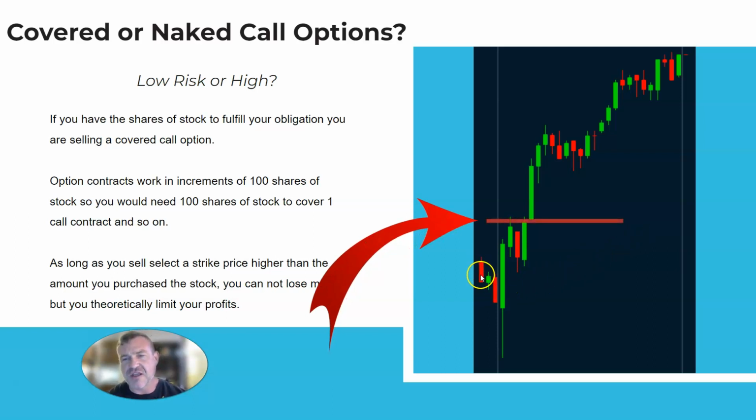Let's say instead of selling the naked call option, you buy 100 shares of stock right here. And you turn around and you sell a covered call option with a strike price right here. And then by the end of your expiration date, the stock is trading up here. Did you lose any money? No, because you bought it here, you sold it here. You made a small profit and you received premium up front. But you didn't make as much money as you could have because the stock ran all the way up here.